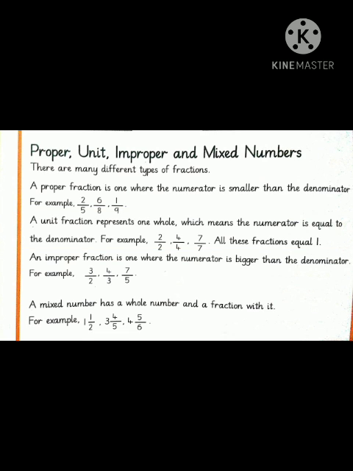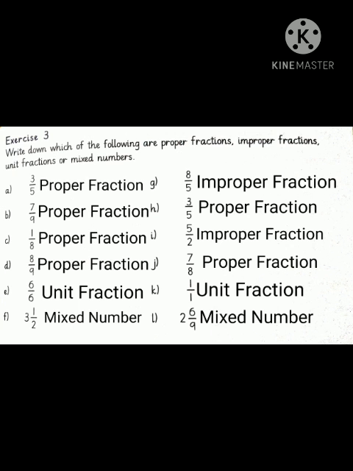An improper fraction is one where the numerator is bigger than the denominator. For example, 3/2. Here, the numerator is bigger than the denominator, so this is an improper fraction. A mixed number has a whole number and a fraction with it. For example, 1 1/2. 1 is a whole number and 1/2 is a fraction. Exercise number 3, page number 37 will be done on your books.